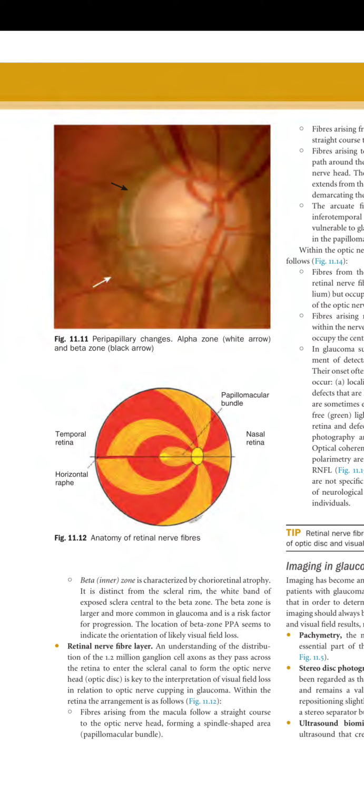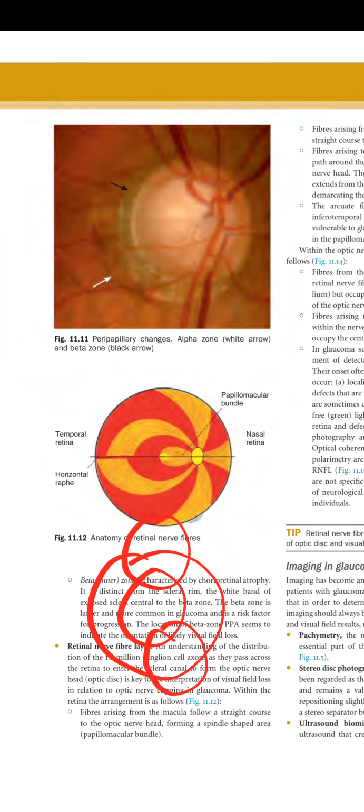Then there is a retinal nerve fiber layer. An understanding of the distribution of the 1.2 million ganglion cell axons as they pass across the retina to enter the scleral canal to form the optic disc is the key to the interpretation of the visual field loss in relation to the optic nerve cupping in glaucoma. Within the retina, the arrangement is as follows. So basically, you have to understand that this is a disc and this is cup. So which side of the optic nerve is having which kind of nerve fiber layers?